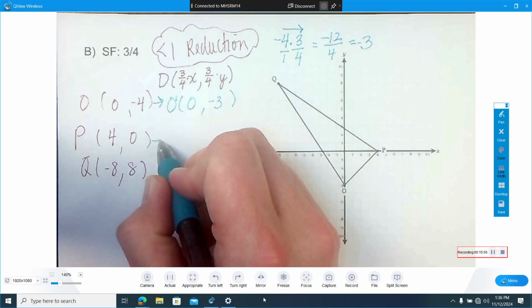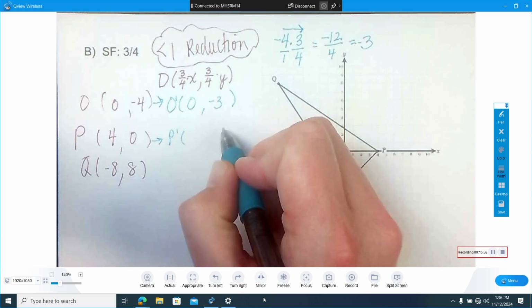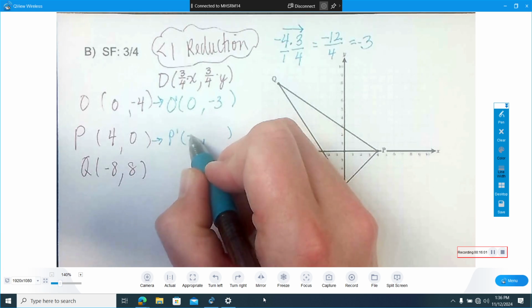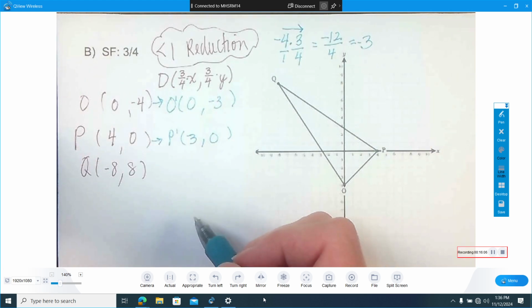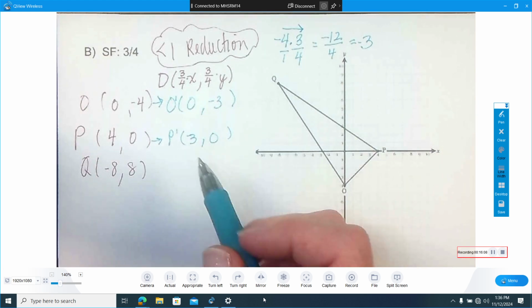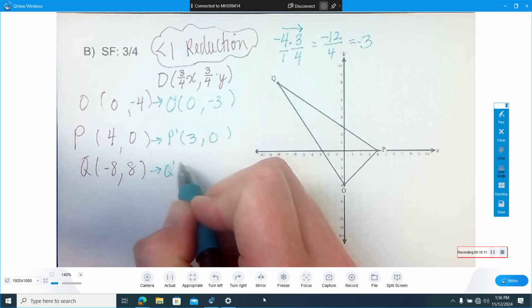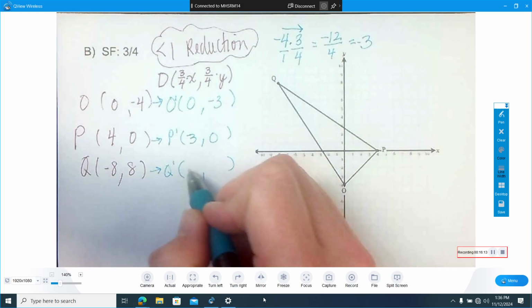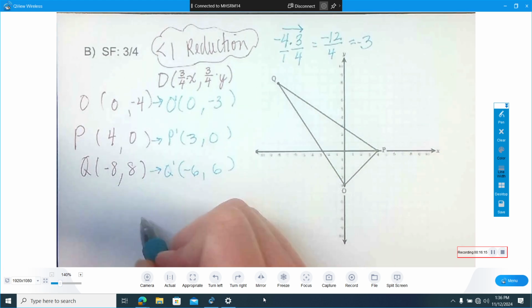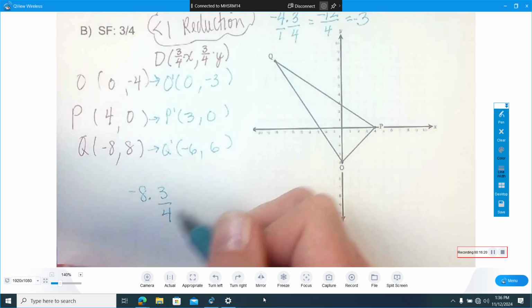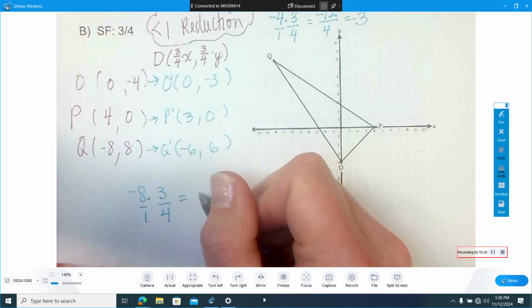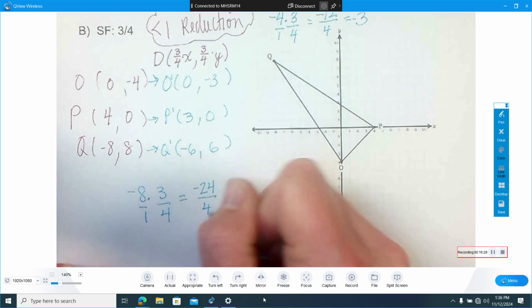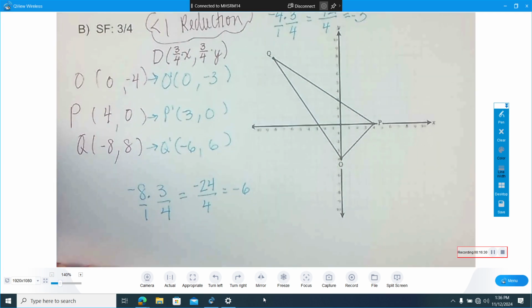Easy peasy. P prime turns into 3, 0. We were talking about P, not Q. And Q, I did it out of order. Q is negative 6, 6. How do we get negative 6? Negative 8 times 3/4. You go straight across, and we get negative 24 over 4, which is negative 6.